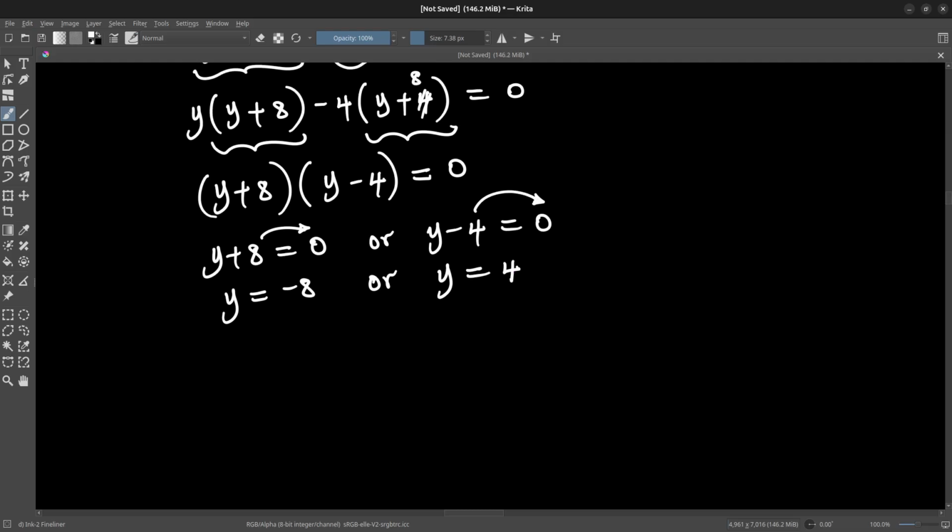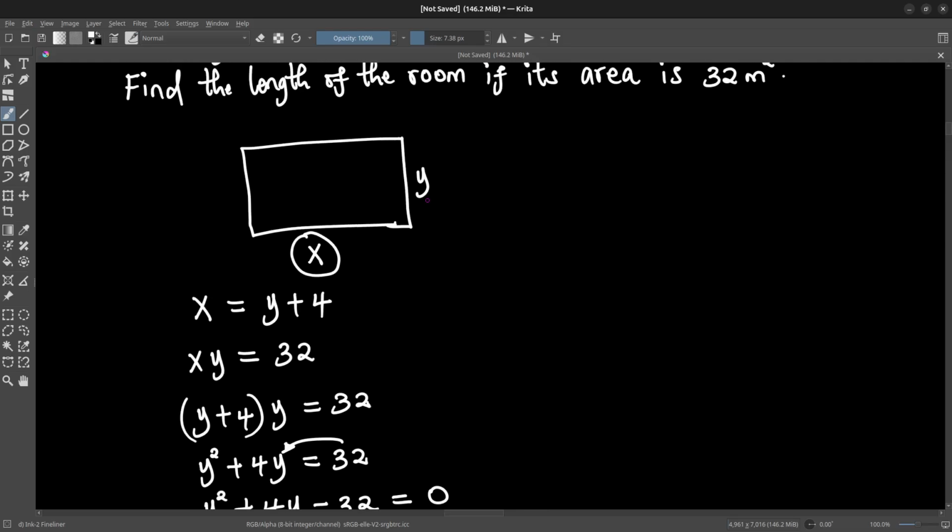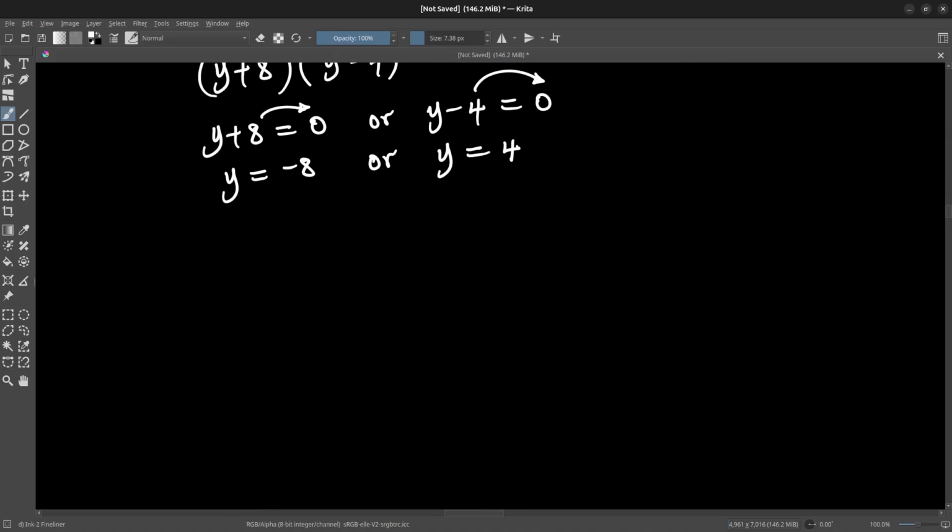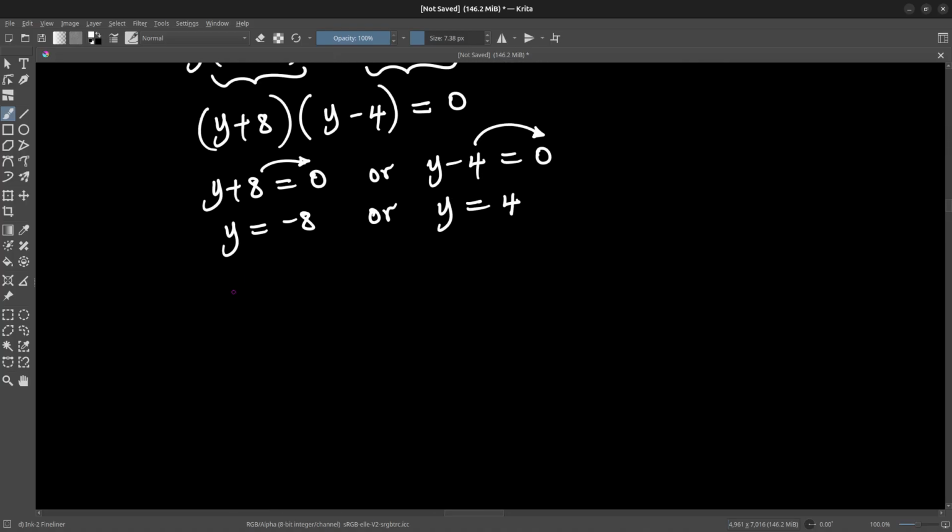But then remember, what was y? y was the width, right? Width cannot be negative. Therefore, it means that y is equal to 4. So it cannot be negative 8, it has to be positive.